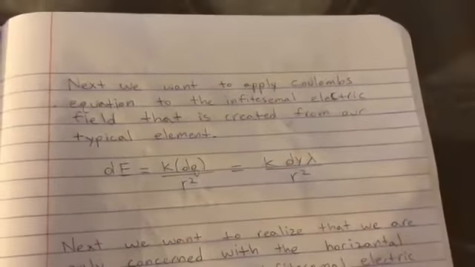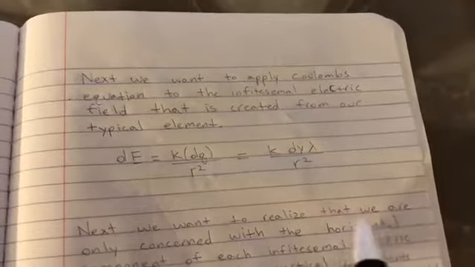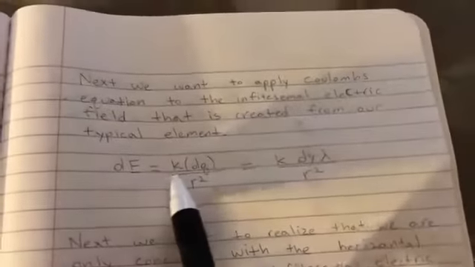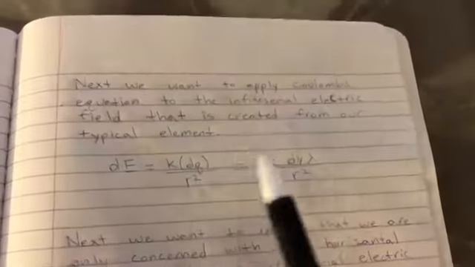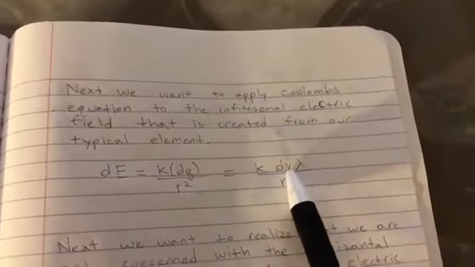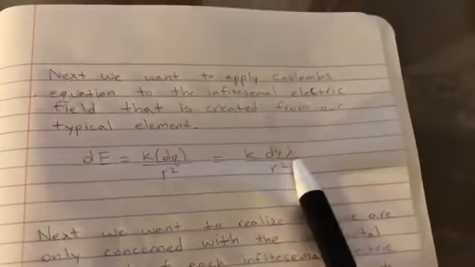So next we want to apply Coulomb's equation to the electric field that is created from the typical element. So this is how we go about doing it. Note that dq is simply the infinitesimal typical element in space times our charge density.